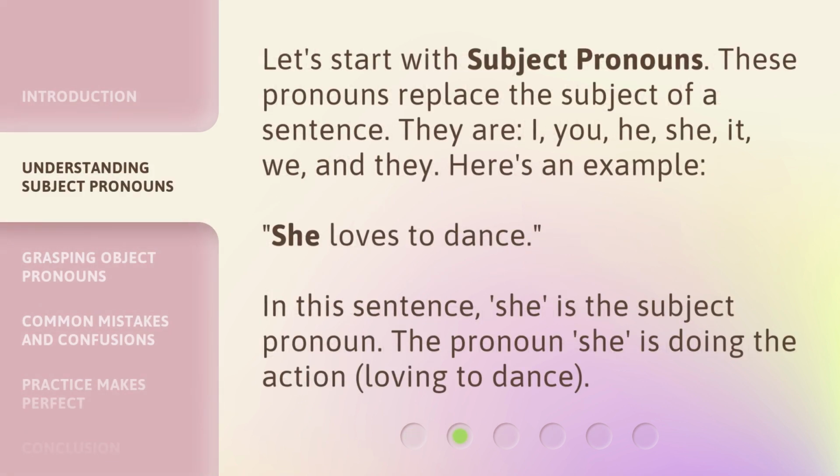Let's start with subject pronouns. These pronouns replace the subject of a sentence. They are I, you, he, she, it, we, and they. Here's an example. She loves to dance. In this sentence, she is the subject pronoun. The pronoun she is doing the action, loving to dance.